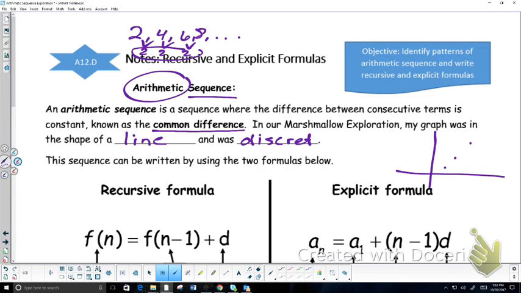So that's what we're talking about when we're talking about an arithmetic sequence. It's going to be linear and it's going to be discrete. The reason it's linear is because that's what that common difference says. It's that constant rate of change.